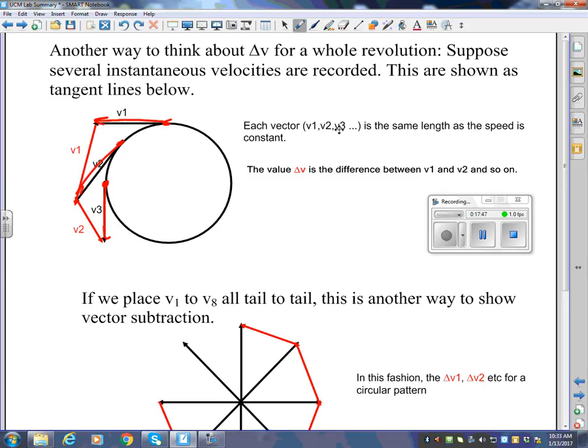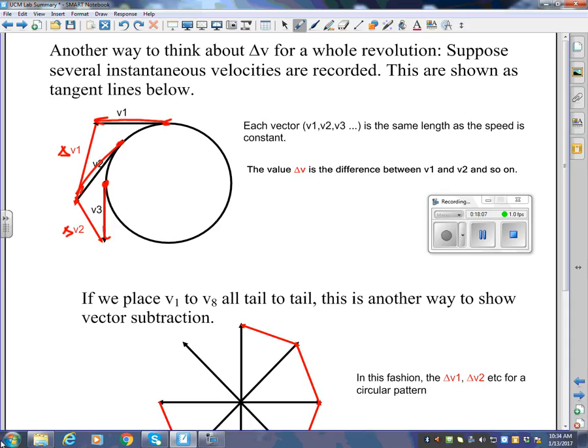And the value delta v would be the difference between v1 and v2. So this thing here is the change. It's delta v1, the difference between the first two velocities. And this is delta v2, the difference between the next ones. And that could go all the way around as well.